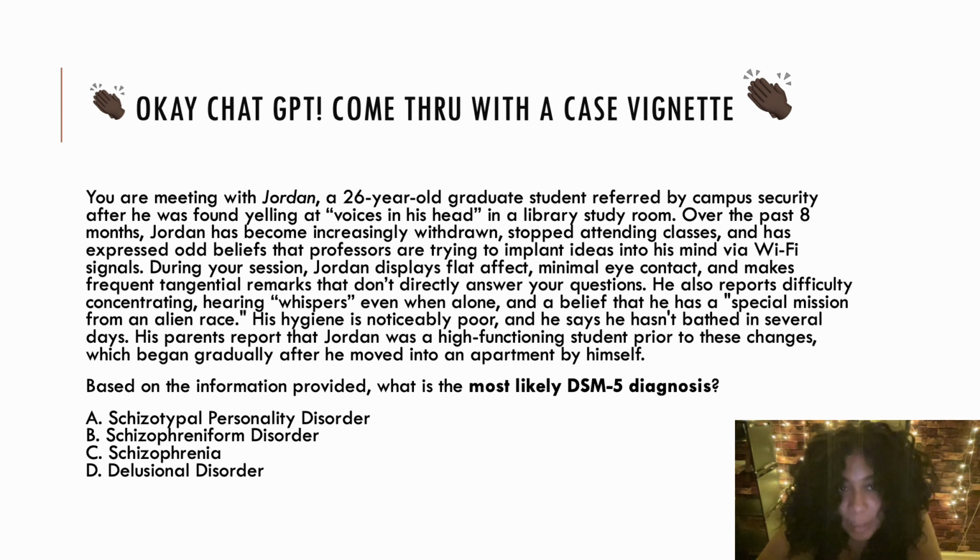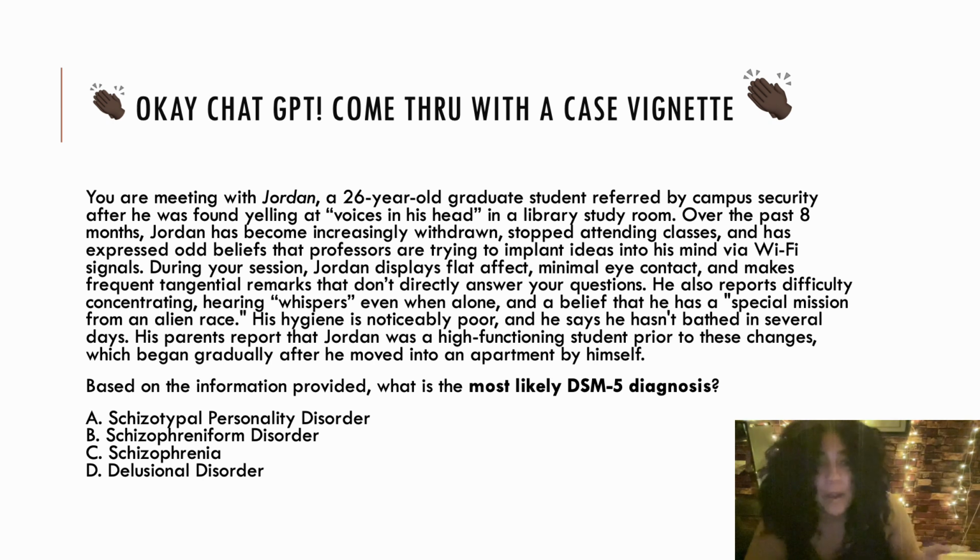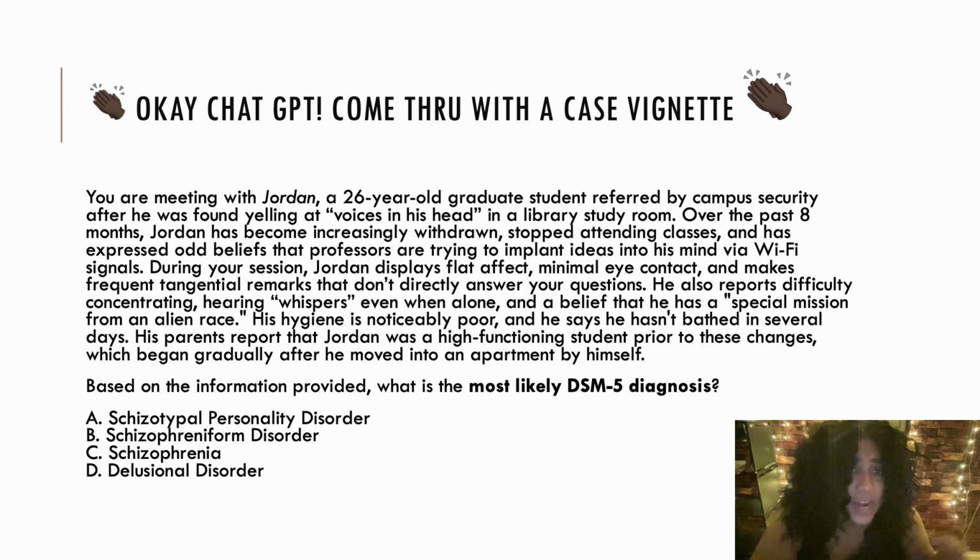His hygiene is noticeably poor. Says he hasn't bathed in several days. This guy's 26 years old and he hasn't bathed. So definitely got some alarming stuff that's going off, right? And his parents reported that he was a very high functioning student prior to these changes, which began gradually after he moved into an apartment by himself, right? So we got an age here, right? And we also have some time frame that's going on.